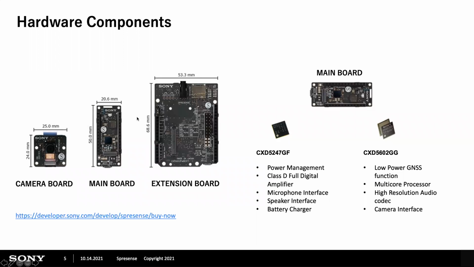Spresense kit has 3 components: Mainboard, extension board, and camera board. Let's look at the Mainboard first. So I have more details provided here. Mainboard has 2 chips on it, and each of them is in charge of different functionalities. For example, this one, which is CXD5602, is going to support the high resolution audio. Or if you look at the other one, I have the microphone interface support on this chip.